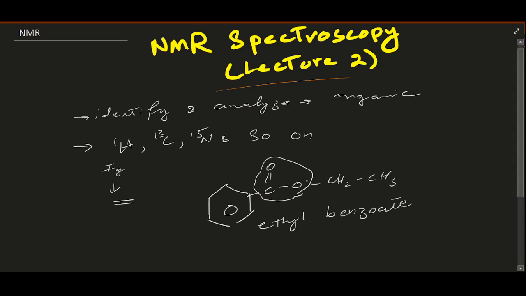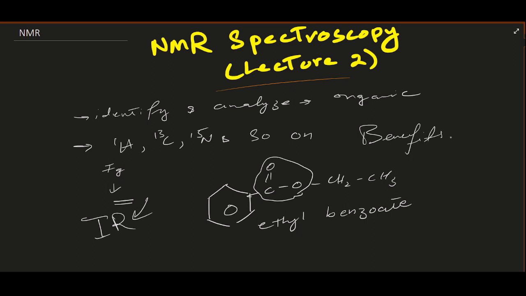You know that we can identify these functional groups in IR spectroscopy, but what is new in NMR spectroscopy? What are the benefits of NMR spectroscopy? So let's discuss them. In NMR spectroscopy, we can identify that there is a benzene ring in the molecule which is monosubstituted. Like we can identify that we have a benzene ring, but it is attached to only one moiety.